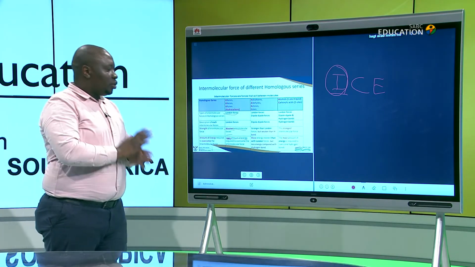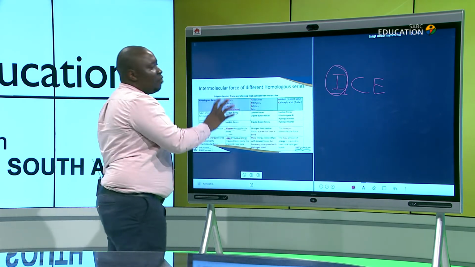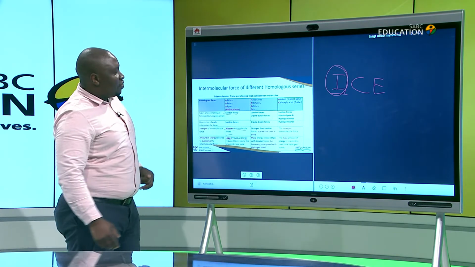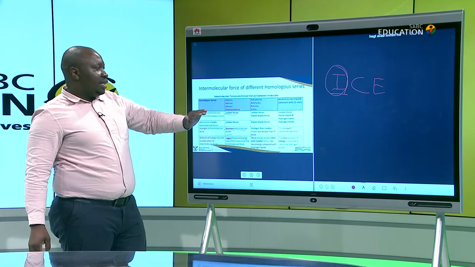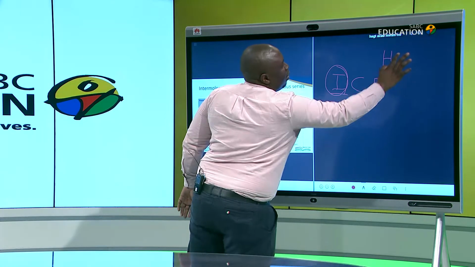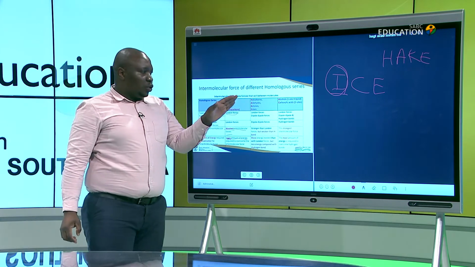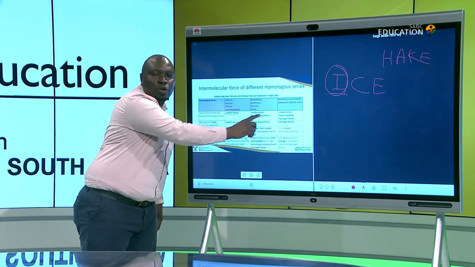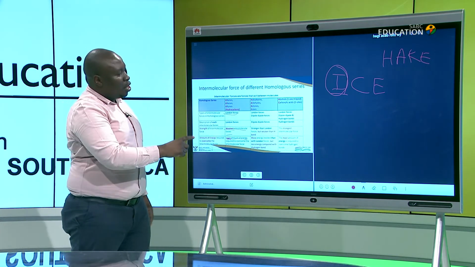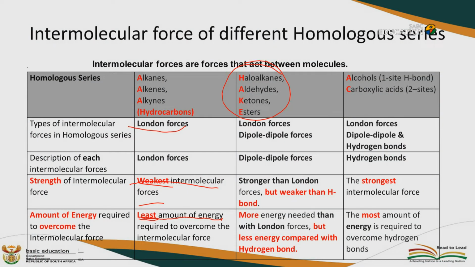When you're dealing with physical properties questions, the first thing you do is identify the type of intermolecular force. When you have alkanes, alkenes, and alkynes, they have London force. Haloalkanes, aldehydes, ketones, and esters have dipole-dipole forces. But remember, all our 9 homologous series have London force, so these molecules have both London force and dipole-dipole.